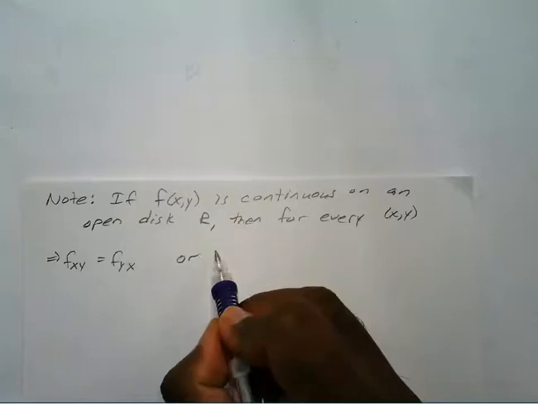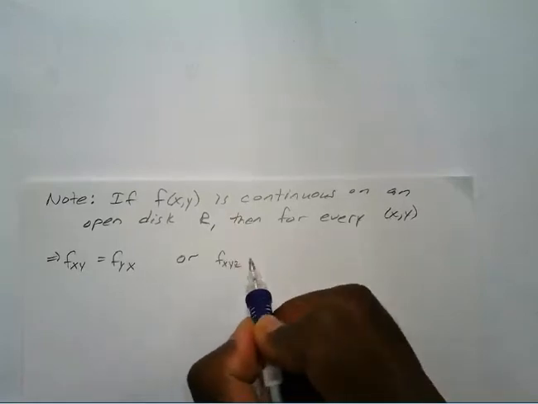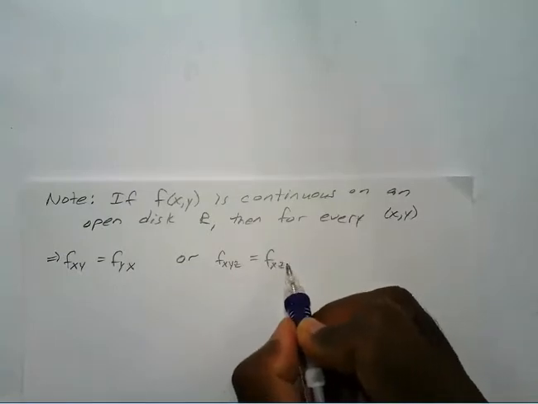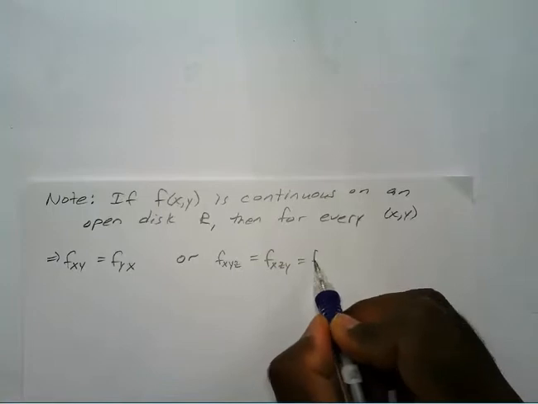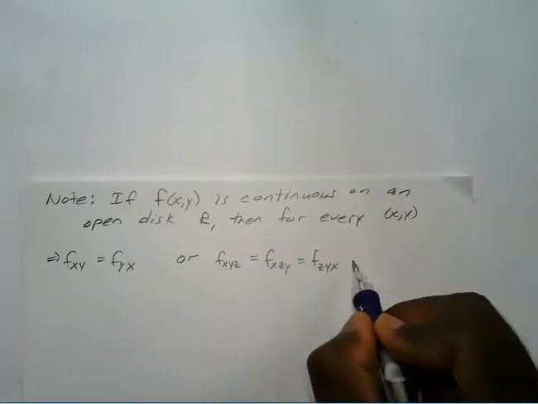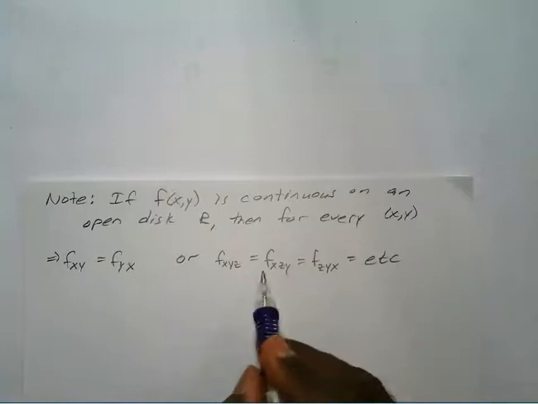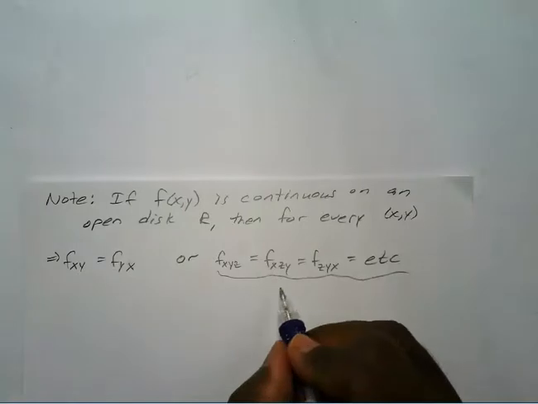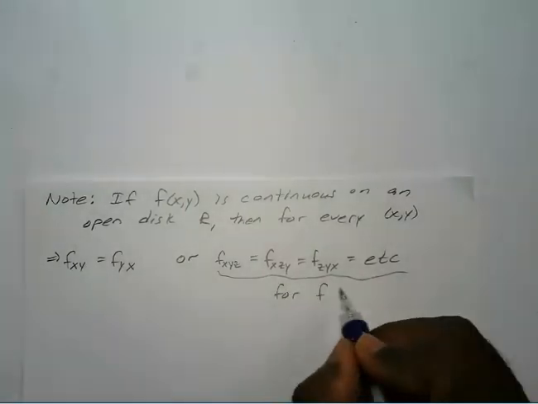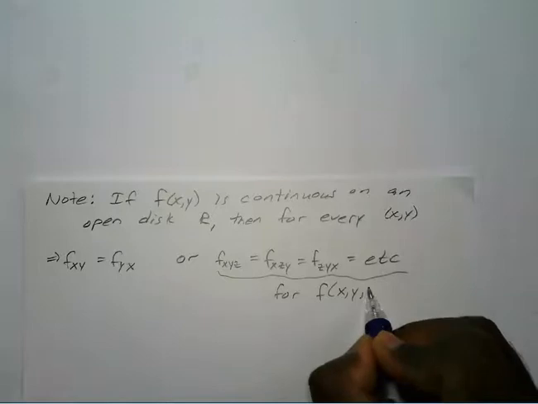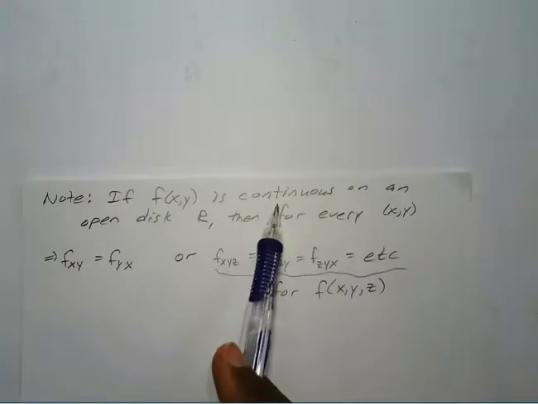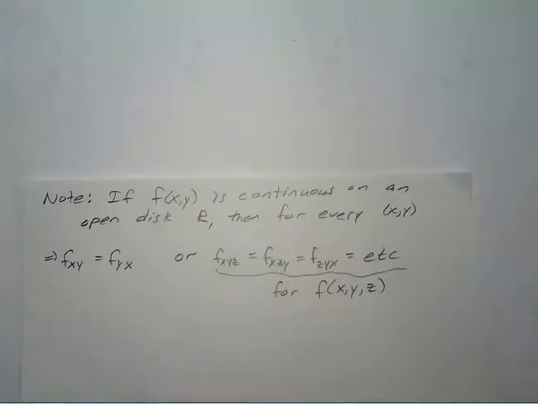Or f of x, y, z: the partial derivatives in the order x, y, z are equal to those in the order x, z, y, and z, y, x, and so on, however many ways you can mix those up. This is if you have multiple variables, so that's for f of x, y, z. However many ways you can mix those up, they will all be equal if your function is continuous. Okay, so now we can go ahead and go to our example.